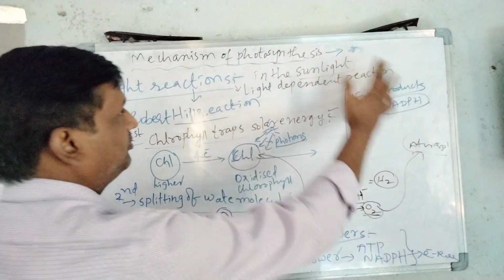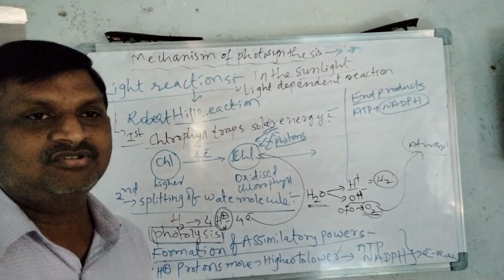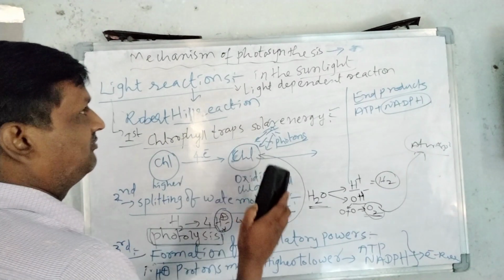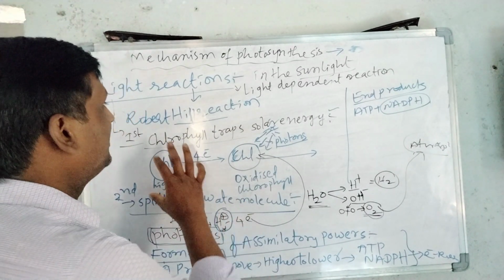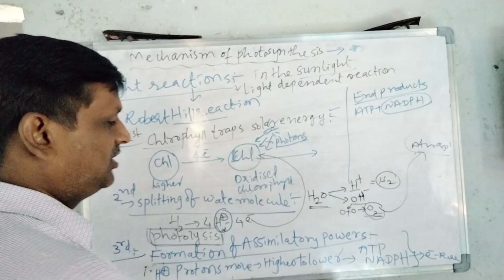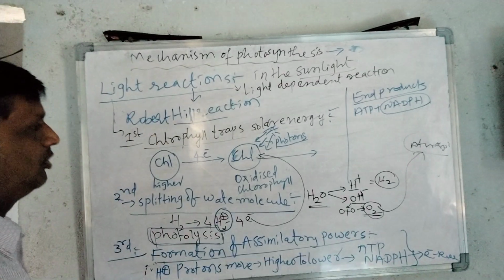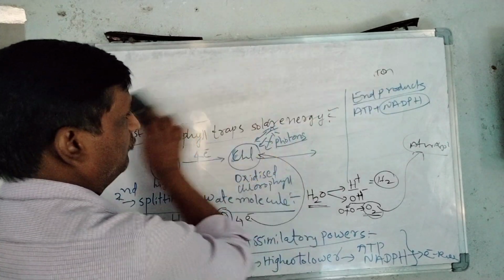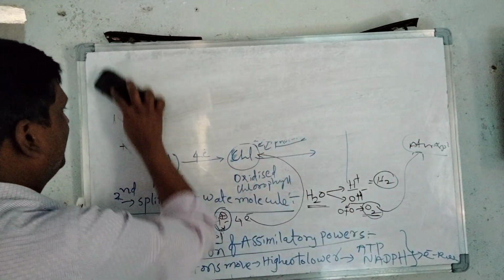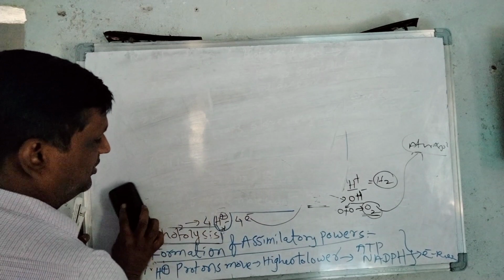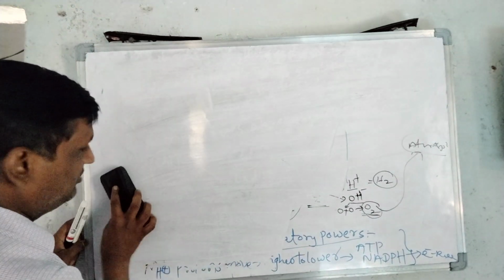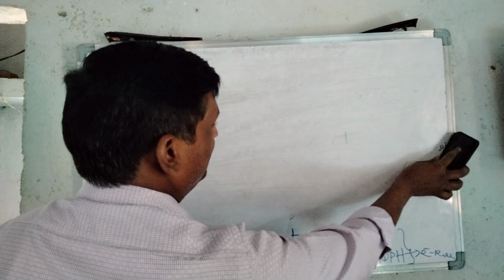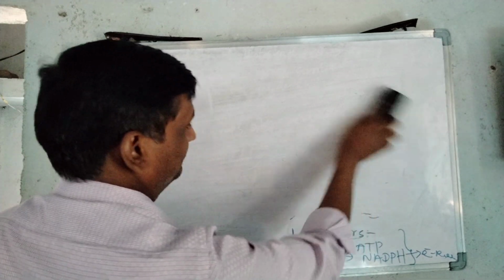So this is all about the mechanism of photosynthesis. In this mechanism of photosynthesis we only see the light reactions. Then next we shall see the dark reaction. What about the dark reaction? See, what about the dark reaction? Simple, dark reaction does not mean it occurs in the night.